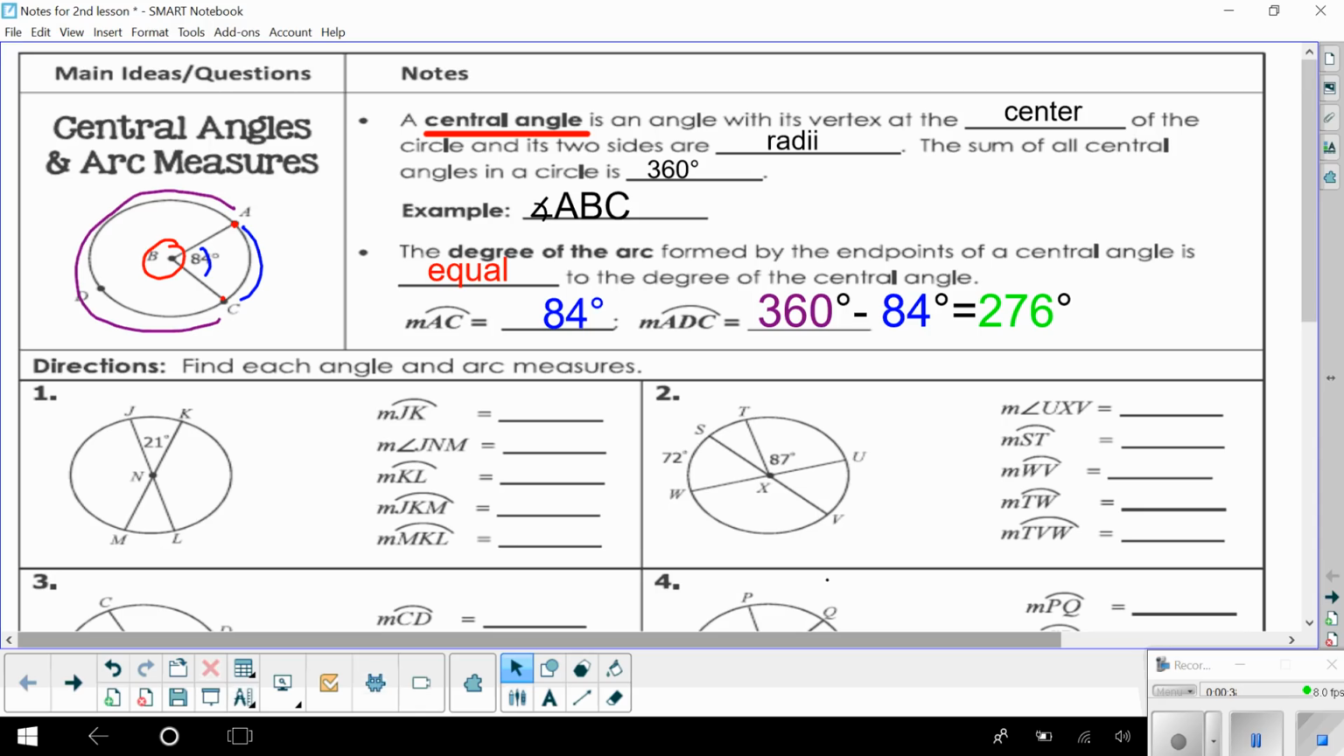The degree of the arc formed by the endpoints of a central angle is equal to the angle. So this arc right here is going to be equal to this angle. Okay? So the arc AC is 84 because this angle is 84. To find this arc, you do 360 minus 84 to get 276.